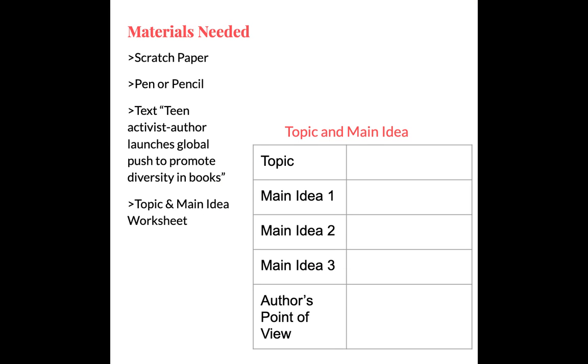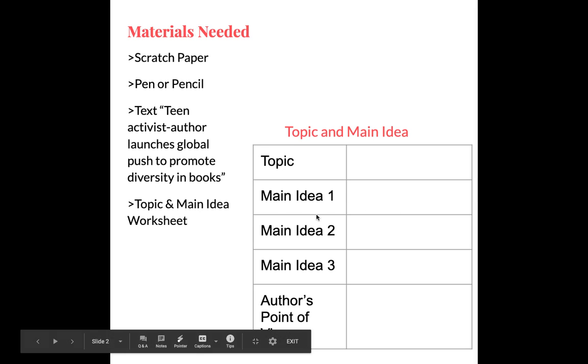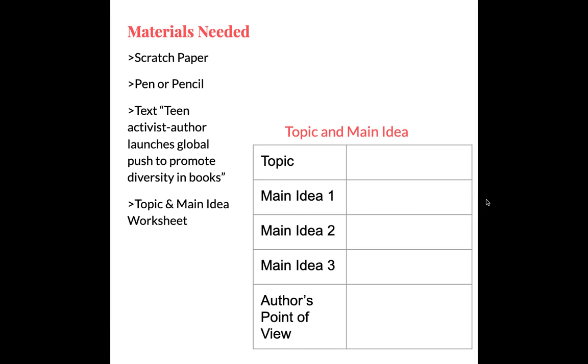All right, to get us started, you're going to be needing scratch paper, a pen or pencil, and the text, Teen activist author launches global push to promote diversity in books. This text can be found in your team's Microsoft Teams link, along with your topic and main idea worksheet. Your worksheet should look just like this one here, topic and main idea. Go ahead and pause the video as you get all your materials together. All right, now that you're back, good job getting all your materials. Let's get started.